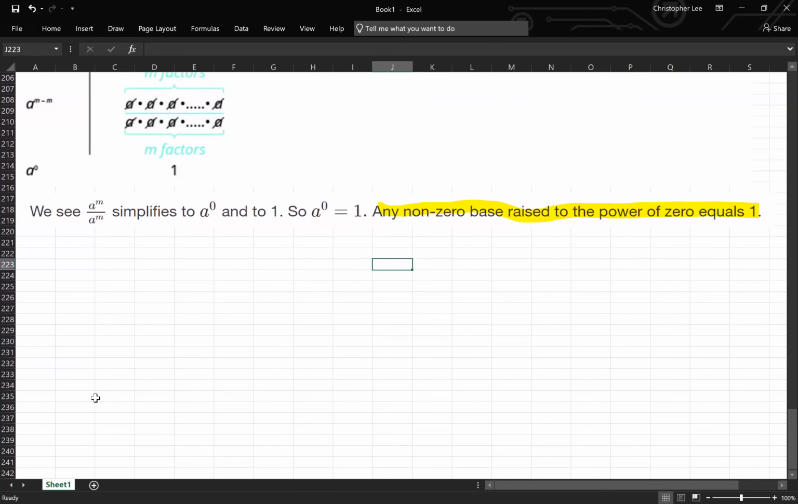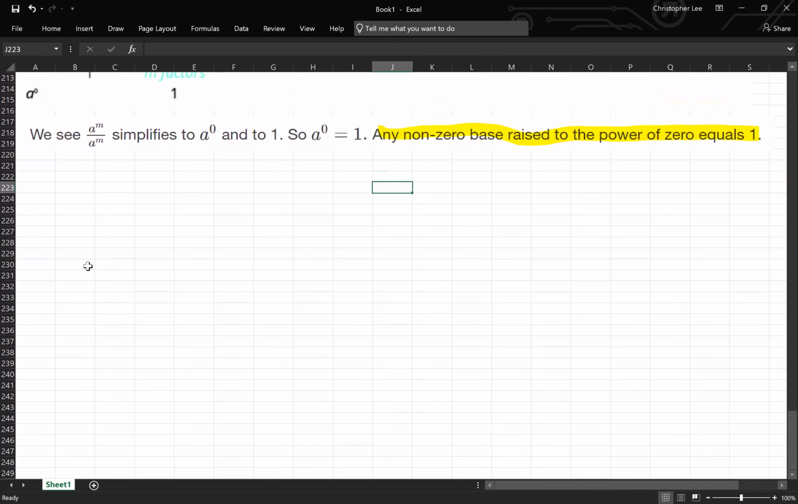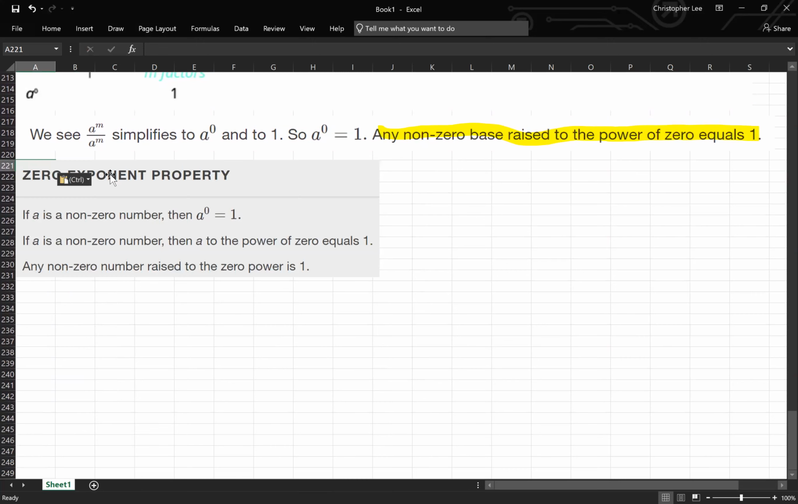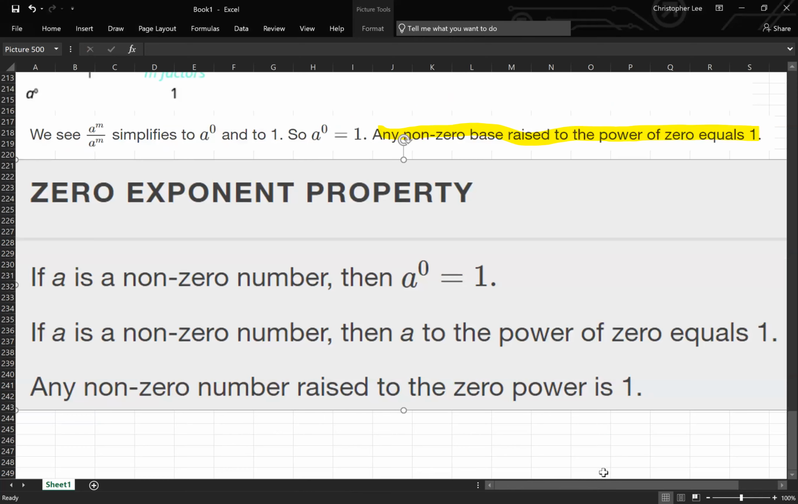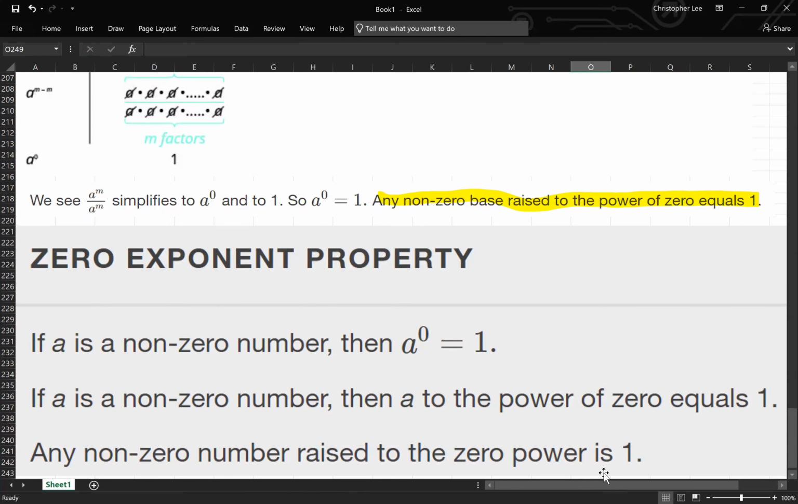But y'all know I like to repeat myself, right? Let's do this again. So I have the 0 exponent property right here. If a is a non-zero number, then a to the 0 is equal to 1. If a is a non-zero number, then a to the power of 0 equals 1. Any non-zero number raised to the 0 power is 1. All right? Gotta remember that.